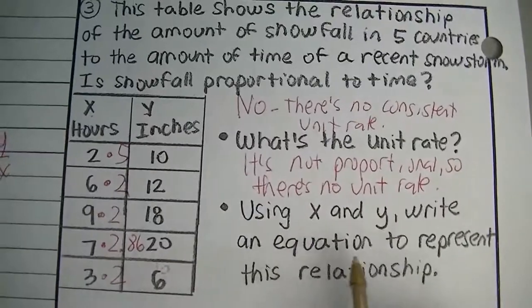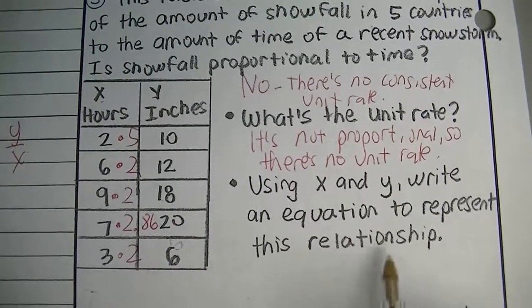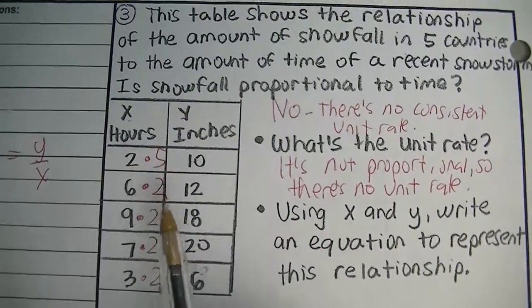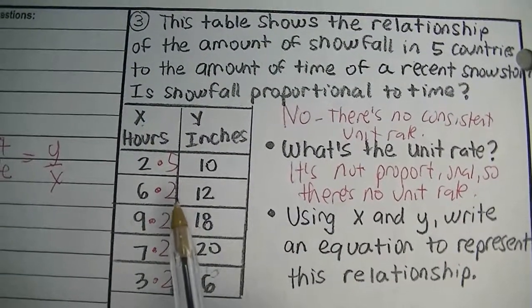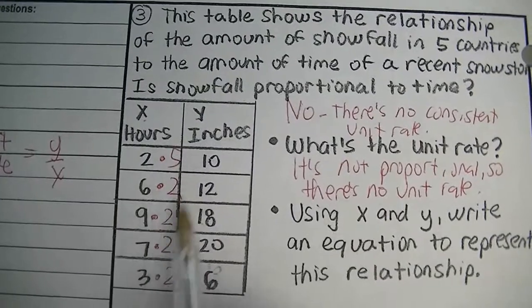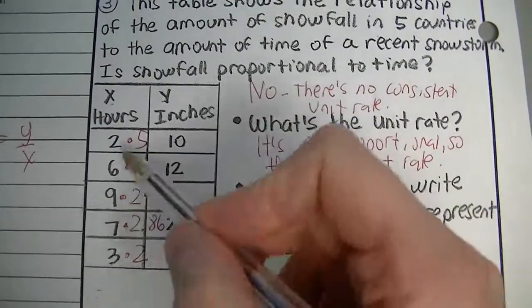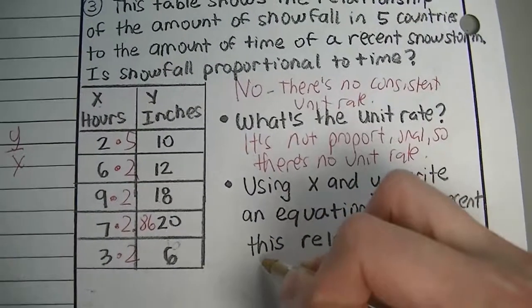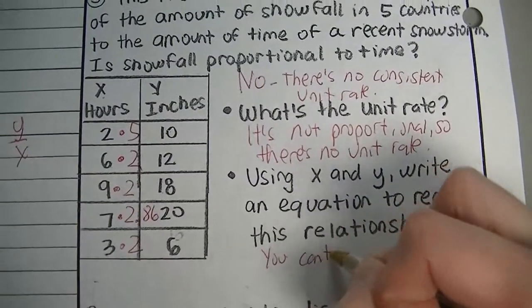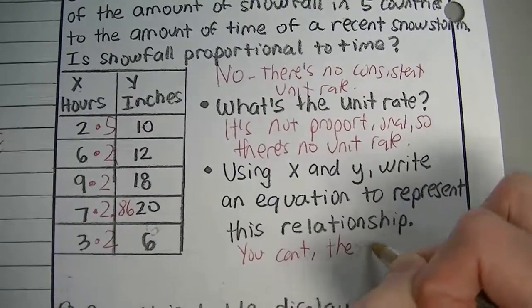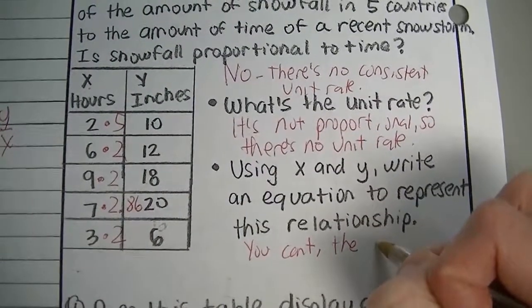Okay, so using x and y, write an equation to represent this relationship. So you know how you normally go y equals unit rate times x? Well, since there's no unit rate, it's not consistent, you can't write an equation based on that, okay? So you can't. The data isn't consistent. So the information in the table is not consistent.